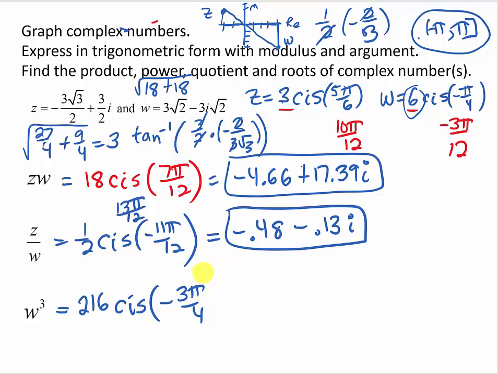Now I want to work that out, and because this is a point on my unit circle, I am going to do this one in exact form. So 216 cosine of negative 3 pi fourths. The cosine of negative 3 pi fourths is negative square root 2 over 2, and the 2 can reduce with the 216. So this is going to be negative 108 square root 2. So I had 216 and I had square root 2 over 2, and so I just reduced the 2 in the denominator with the 216.